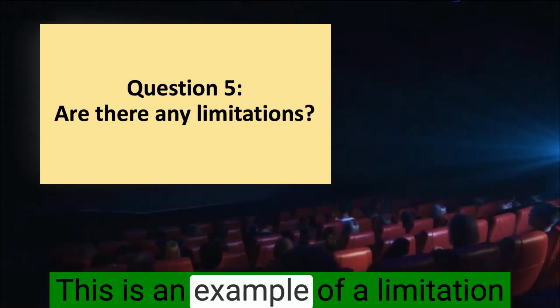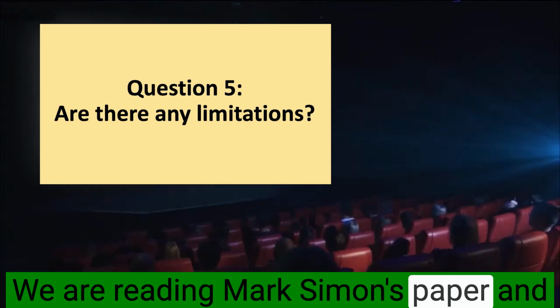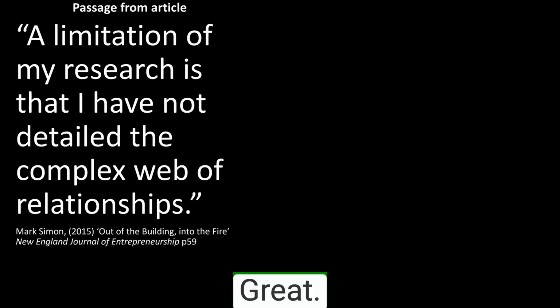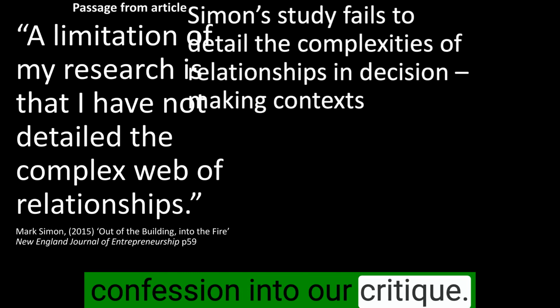This is an example of a limitation mentioned by an author. We are reading Mark Simon's paper and we find this passage. Mark Simon states, a limitation of my research is that I have not detailed the complex web of relationships. Great. He has given us a critique. We didn't have to invent one or find one. He just gave it to us. So we turn Simon's confession into our critique.